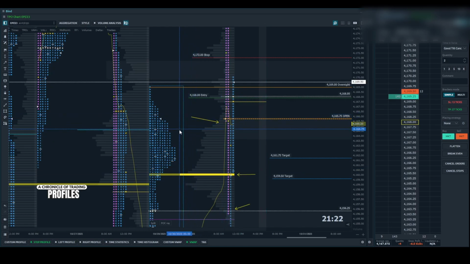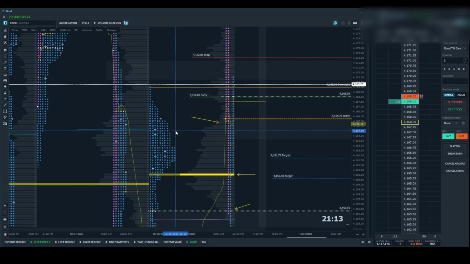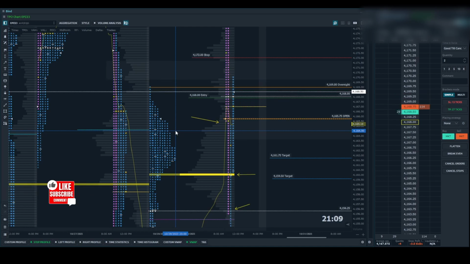Just watching it to see how much interest we're going to get on moving it higher. I'm looking for a rotation back to the POC, if not lower, down there by 160, 156, that area.